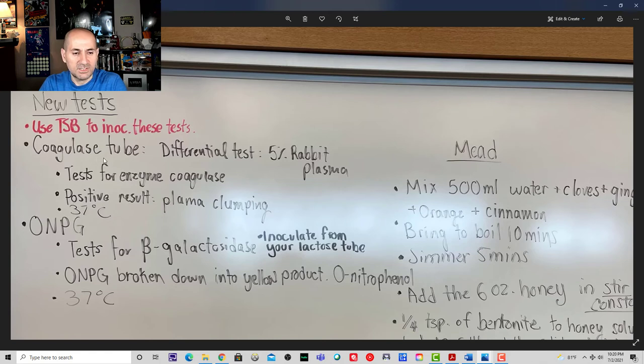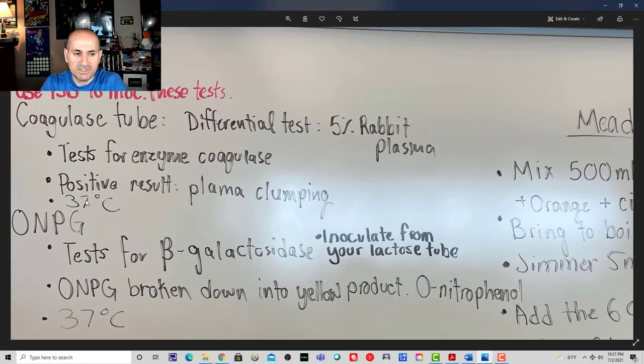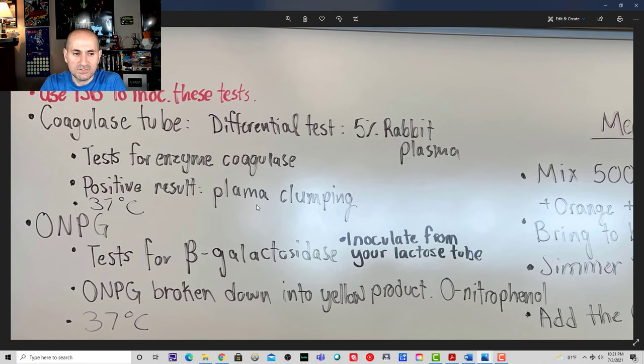Coagulase test consisted of 5% rabbit plasma. Please know that the coagulase test consists of rabbit plasma because certain bacteria can produce coagulase or not. This is a test for the enzyme coagulase, which causes rabbit plasma to coagulate, which causes it to clump up. So remember, we went over this in the lab. A positive result is clumping. You hold the test tube straight up and you tilt it just less than 90 degrees. You tilt the rabbit plasma.